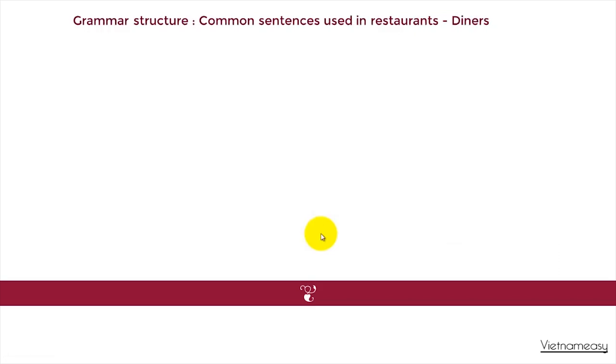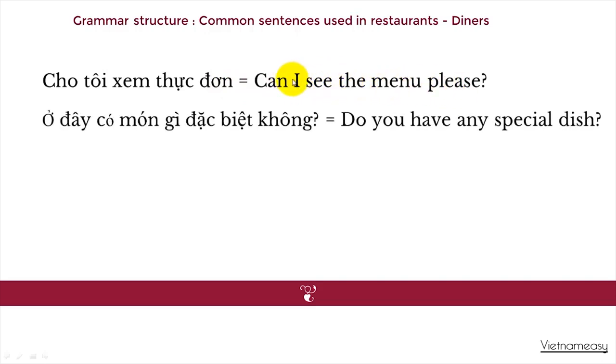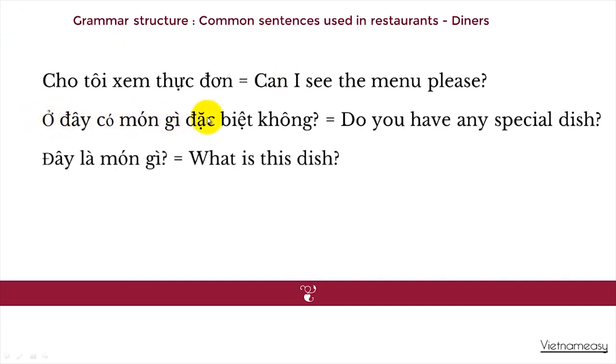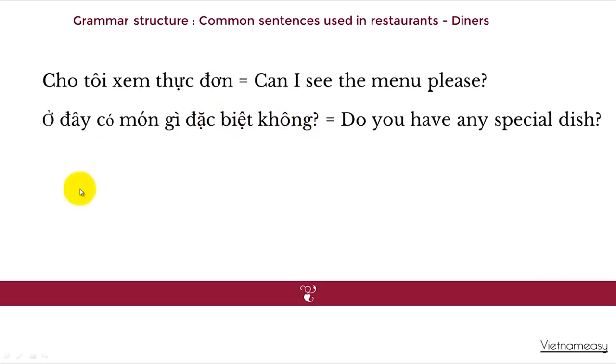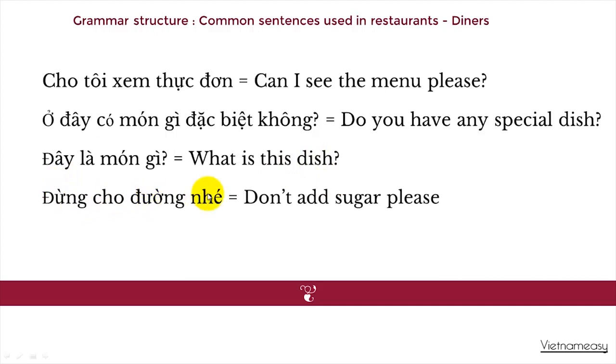And now, let us go through some common sentences used in the restaurants for diners. First one we have cho tôi xem thực đơn, which means can I see the menu please? Ở đây có món gì đặc biệt không? Which means do you have any special dish? Đây là món gì? Which means, what is this dish? Đừng cho đường nhé. This one means, don't add sugar, please.